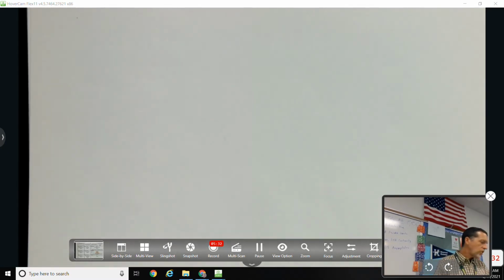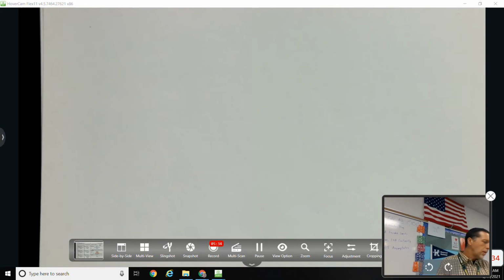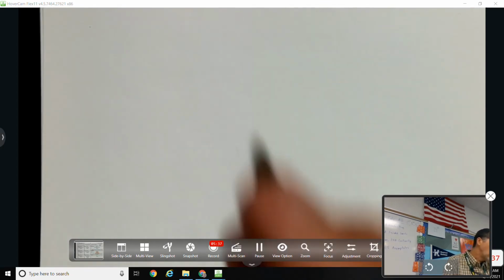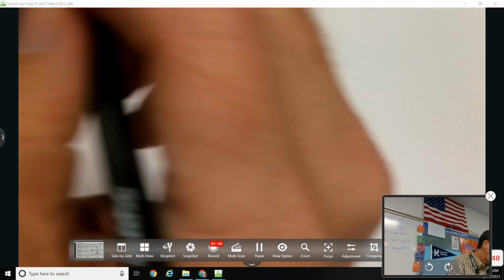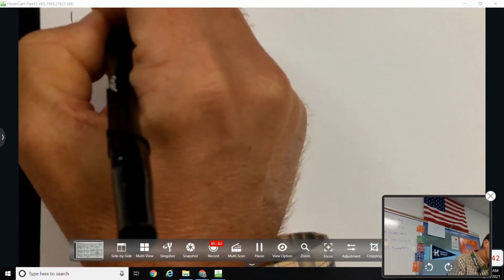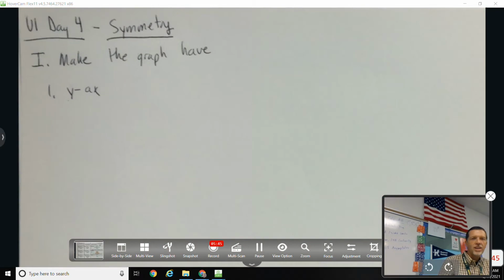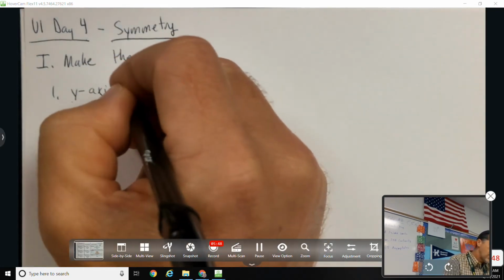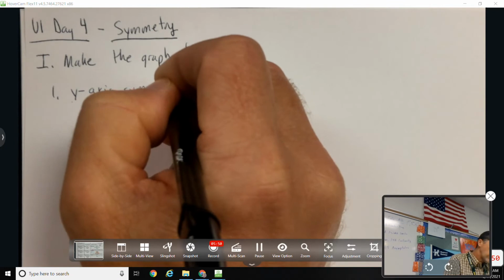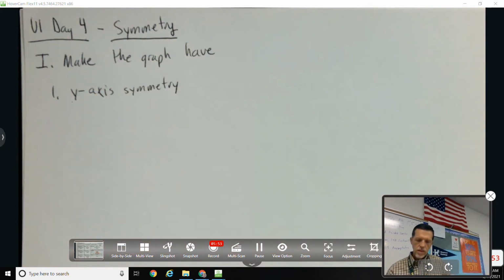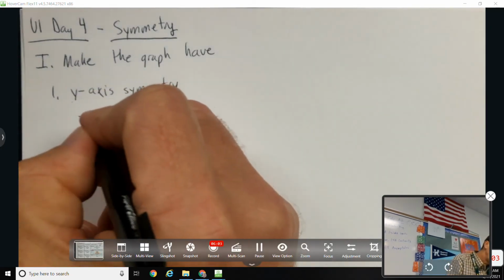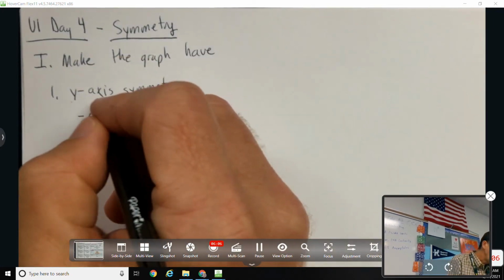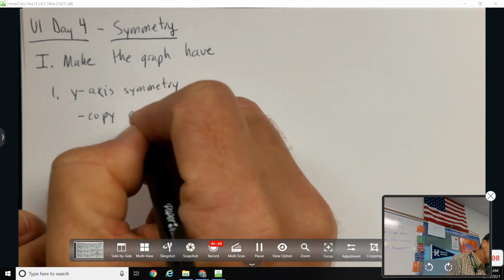All right, let's jump back and let's force some symmetry. So we're going to make a graph have y-axis symmetry. So that means, and I'm going to give us a graph to copy here in a minute, we want to copy across the y-axis.